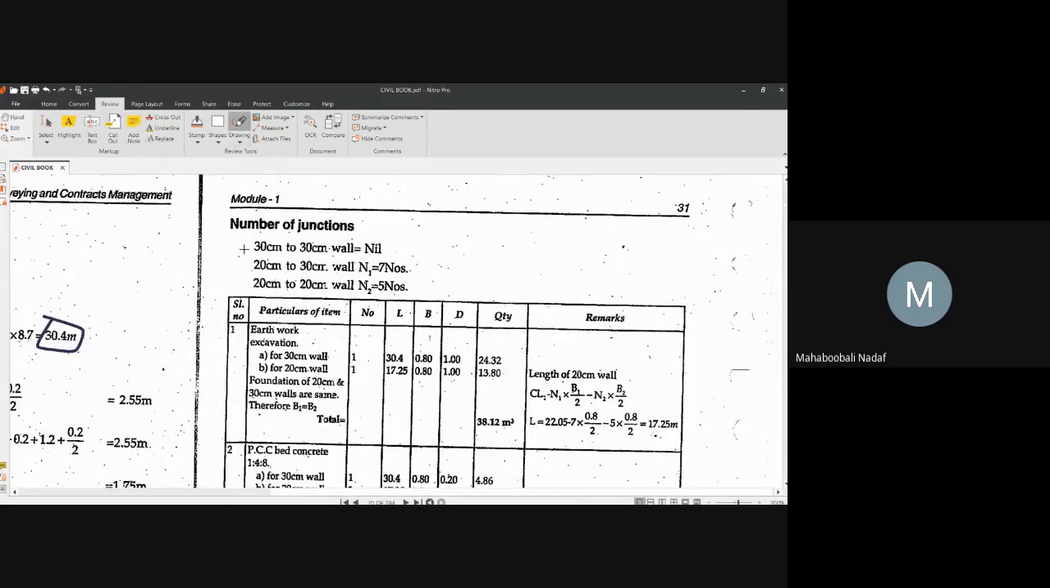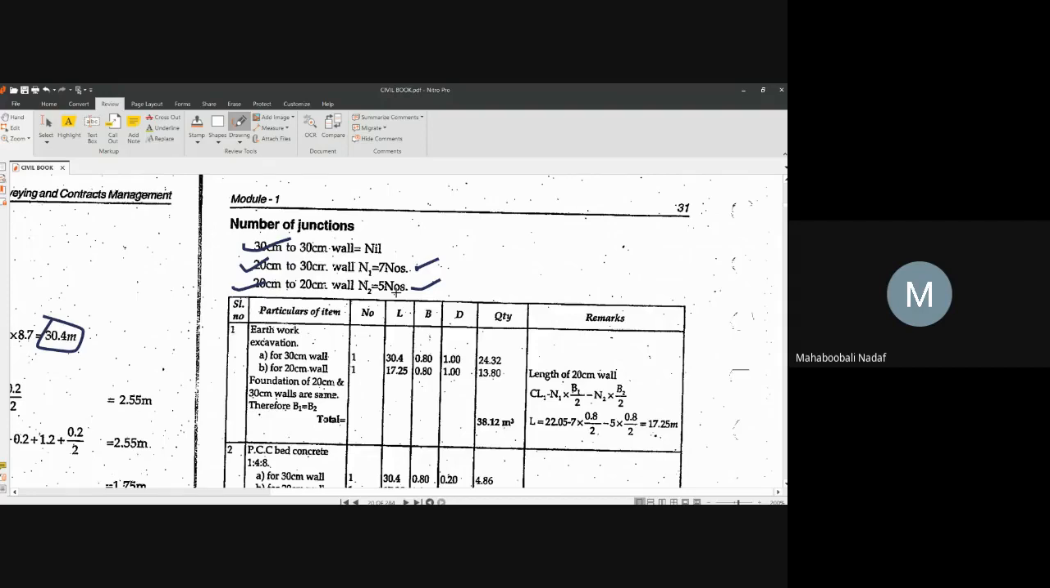Number of junctions of 30 to 30 are not there, no problem. We have seen 20 to 30 and 20 to 20, so they have marked N1, N2. We have seen it in the numbers. So now the basic calculations are completed. Now we'll start with the items one by one.